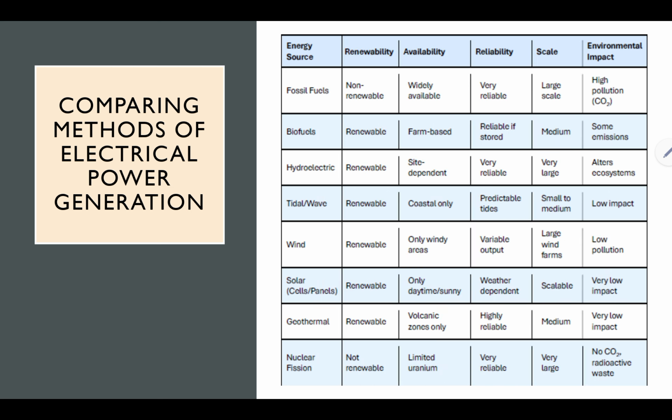Comparing methods of electrical power generation. Here I've added a small table that has the comparison in terms of whether they're renewable or non-renewable, their availability, and reliability. If they're reliable, that means whenever you want them, you can use them, regardless of day or night, windy or not windy. So here we're talking about energy resources that are always available. Scale: to what scale do we have this kind of energy source? And whether they have an environmental impact such as pollution or emissions being released to the environment.